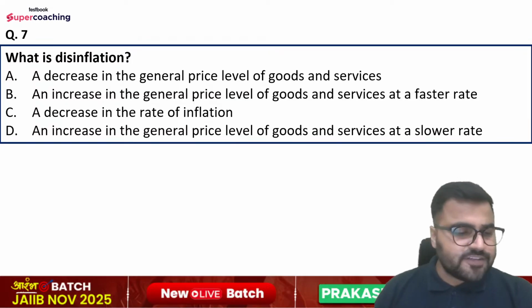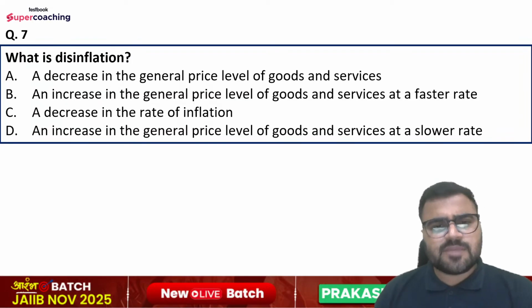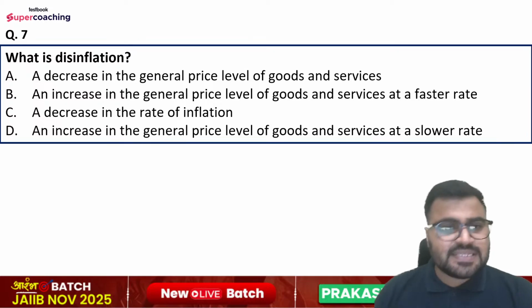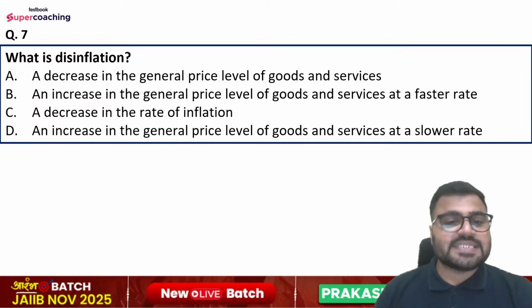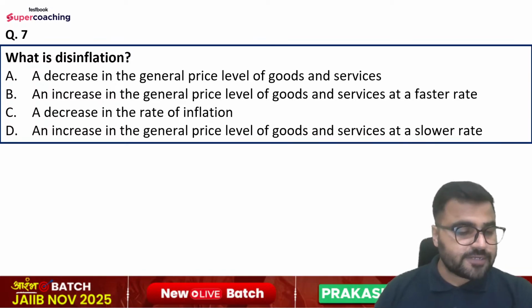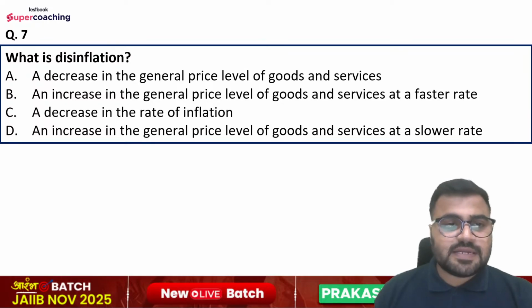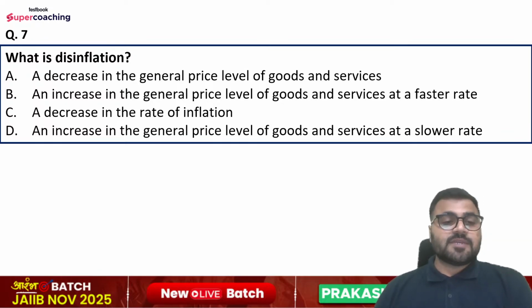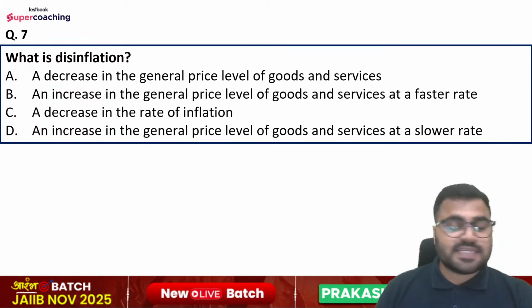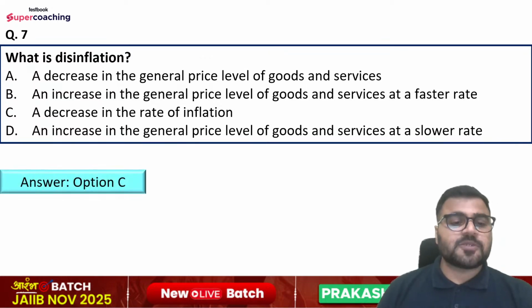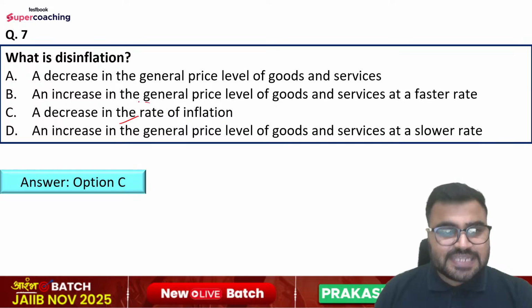So what is disinflation? Options are a decrease in the general price level of goods and services, an increase in the general price level of goods and services at a faster rate, a decrease in the rate of inflation, or an increase in the general price level of goods and services at a slower rate. Yes, guys, do let me know. Do not get confused by the term deflation. We are talking about disinflation. So the right answer is option C here, that is a decrease in the rate of inflation.